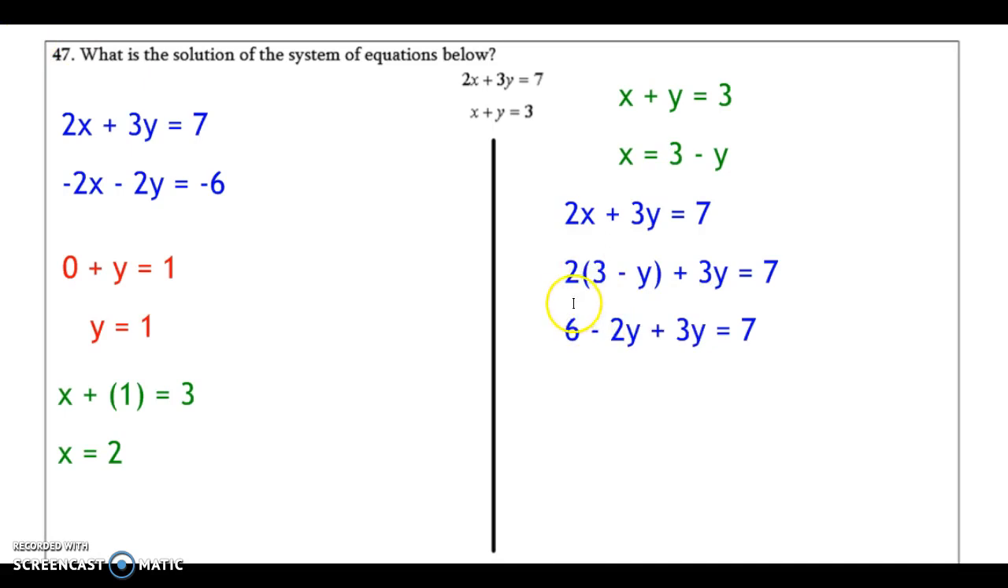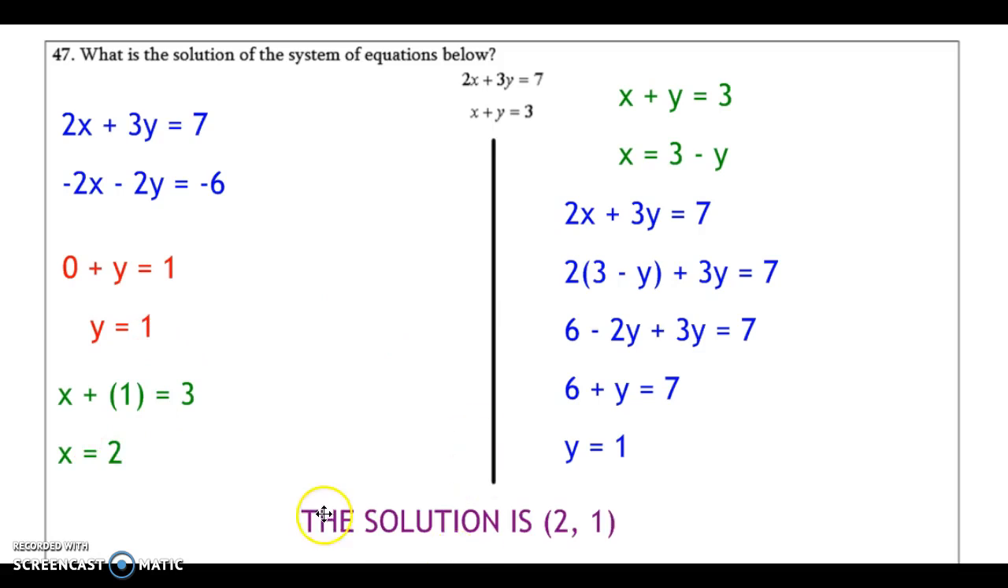My next step was to distribute 2 times 3 and 2 times negative y. Now I have an equation that I can combine like terms and try to simplify even more. I know that negative 2y plus 3y gave me y. Now I'm going to try to isolate y and solve for that variable. And you'll notice I got y is equal to 1, which is the same as this left side. Substituting this y equals 1 into my other equation will get me the value of x. So I'm going to get the solution, which is x equals 2 and y equals 1.